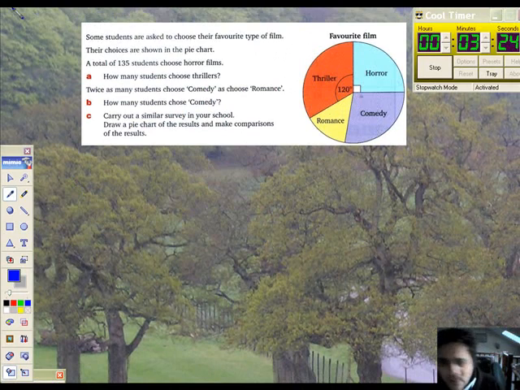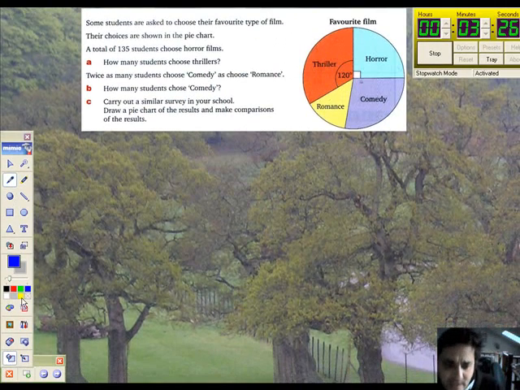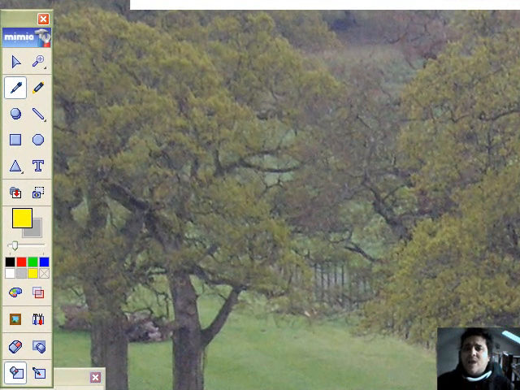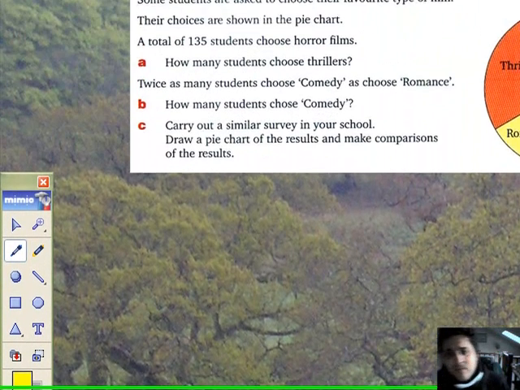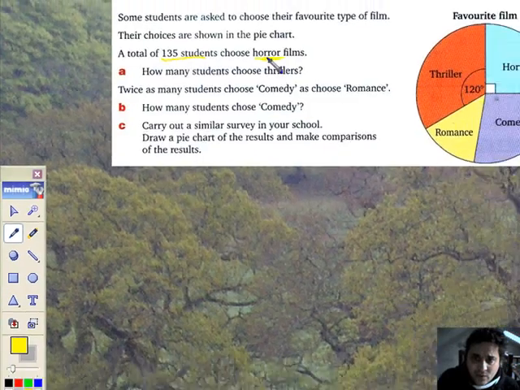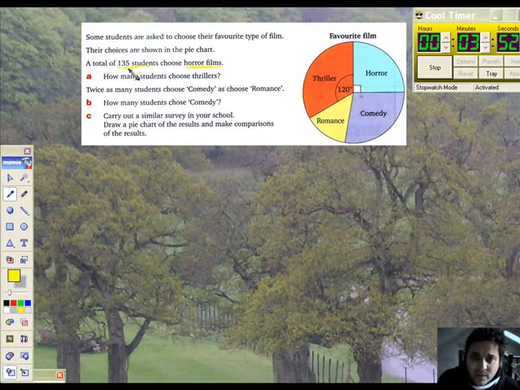Next bit, love this question, it's just really good. Work in yellow because it's really bright against the background. Right, some students are asked, this is question 8 on page 89, some students are asked to choose their favourite type of film. There's 4 types represented in the pie chart. Their choices are shown in the pie chart. A total of 135 students chose horror. Definitely worth underlining that. 135 horror. So we can highlight that, can't we?